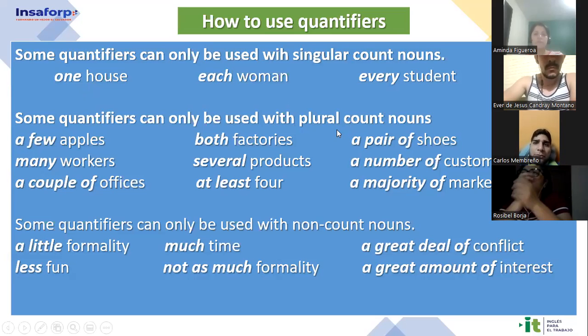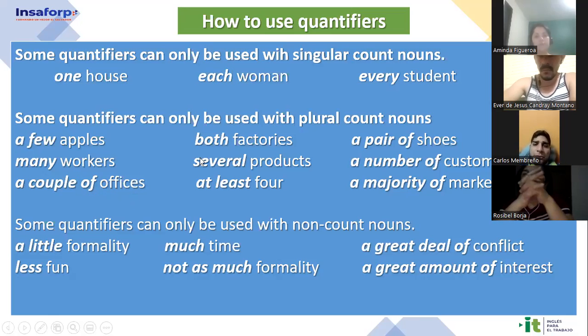Now, the second is with plural count nouns, right? Nombres que se pueden contar y son plurales. A few, unas cuantas, right? A few apples, many workers, a couple of offices, un par de oficinas, right? When you say un par, it's plural, right?